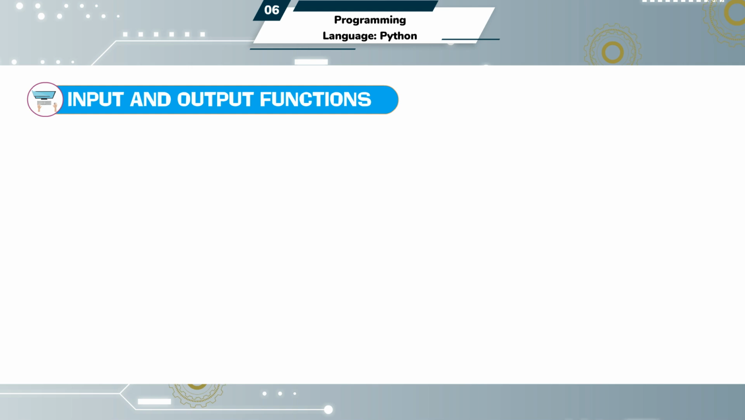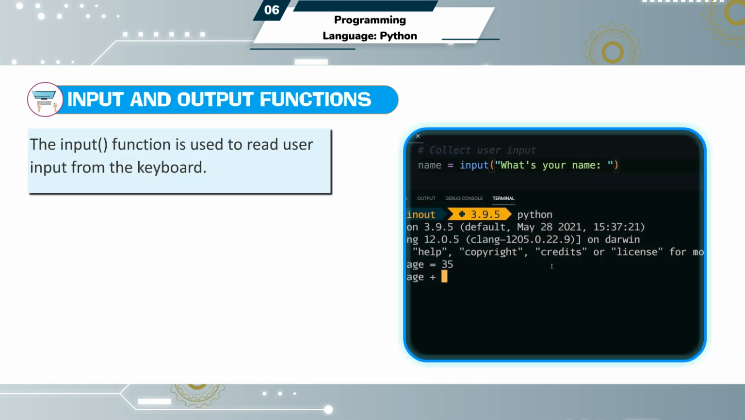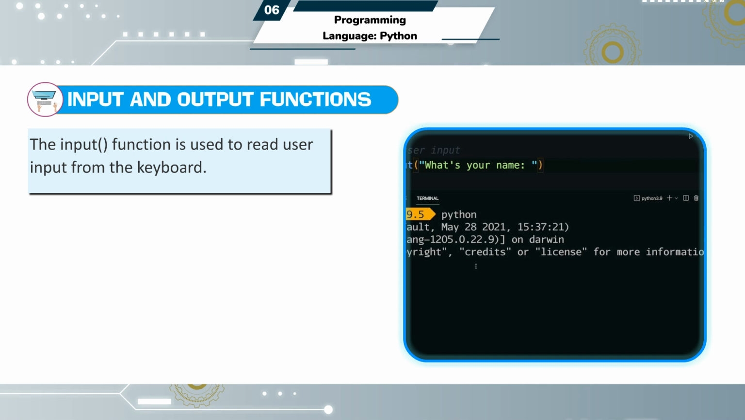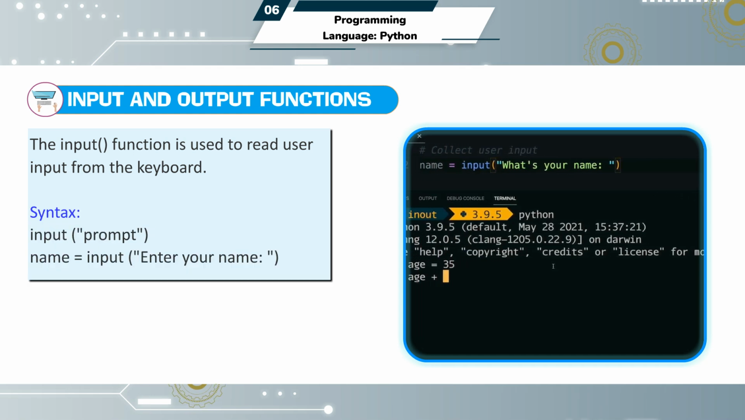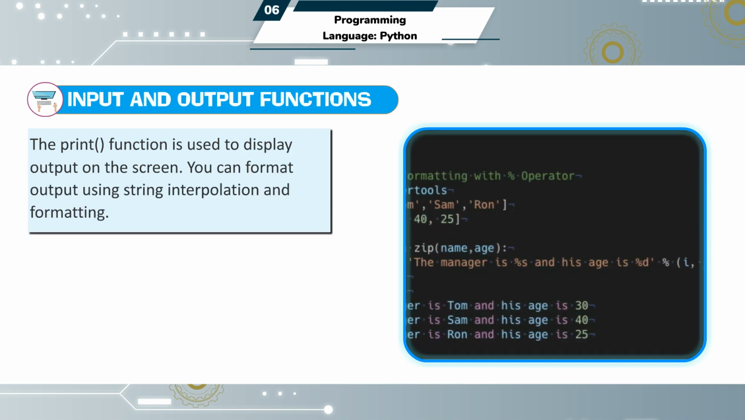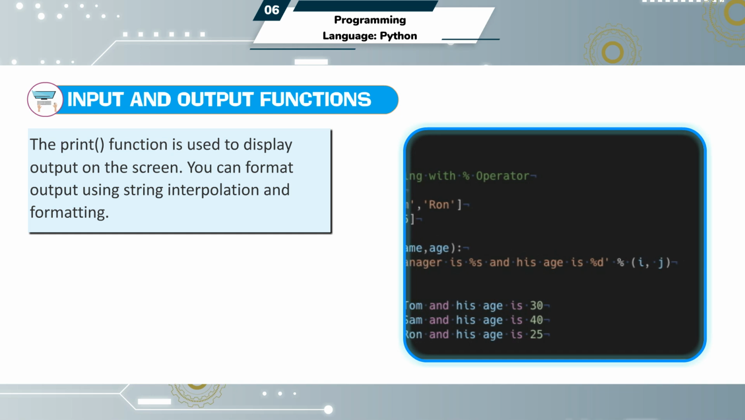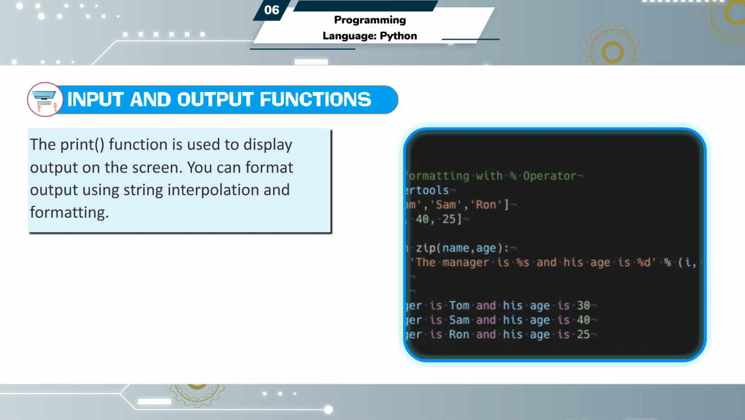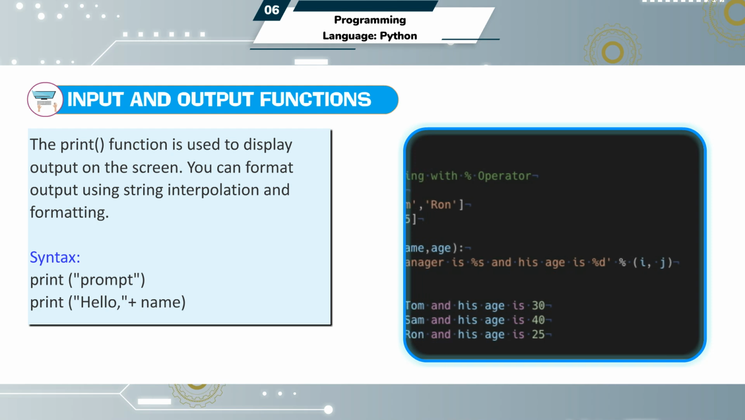Input and output function. The input function is used to read user input from the keyboard. Syntax: input(prompt), name = input("Enter your name"). The print function is used to display output on the screen. You can format output using string interpolation and formatting. Syntax: print(prompt), print("Hello" + name).